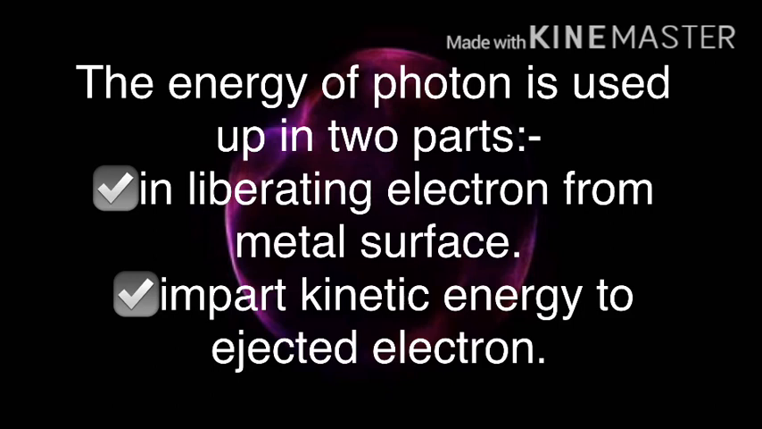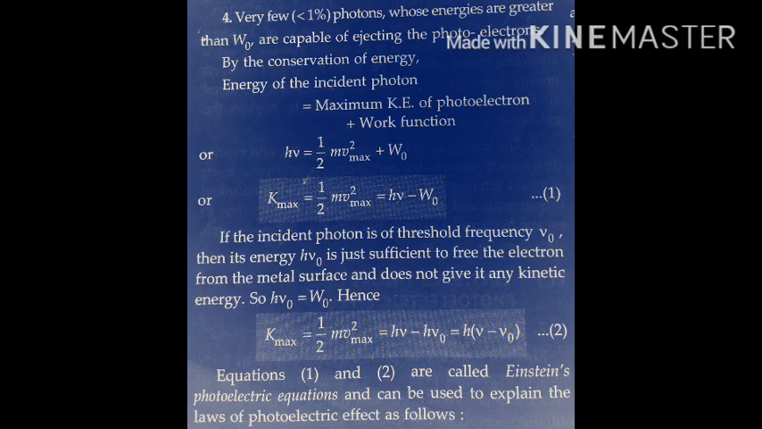So, this point of the theory explains about the usage of energy of the photon. We know whenever a photon strikes on the metal surface, it transfers its energy to the electron in two ways. That is, some of the energy is used up in ejecting the electron from the metal surface, while the leftover energy is used to impart some kinetic energy to the electron. So, let us now discuss about the fourth and last point of Einstein's theory, which says that very few photons, even less than 1%, are capable of ejecting photoelectrons.